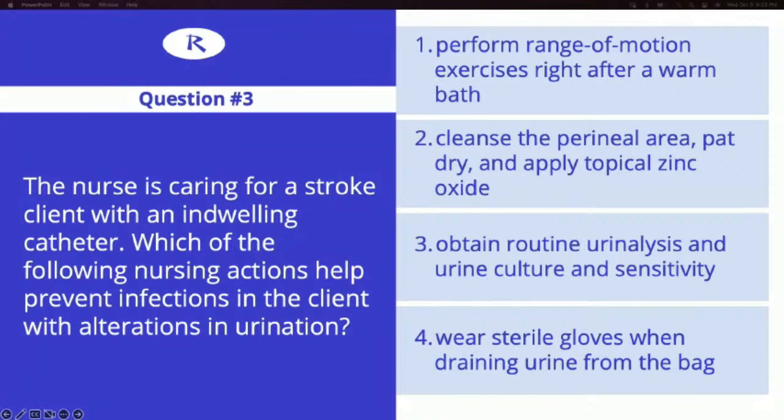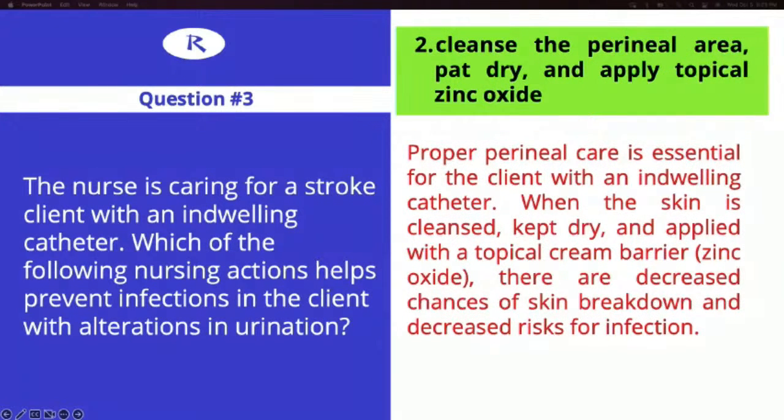I see between 2 and 3. We're talking about which of the following nursing actions help prevent infections. Which is going to be best to prevent infections in our client with alterations in urination, basically. Okay. That answer is going to be clearly, for this sake, number 2.